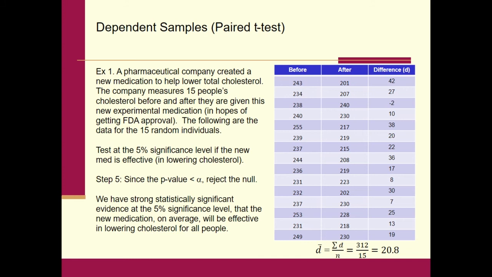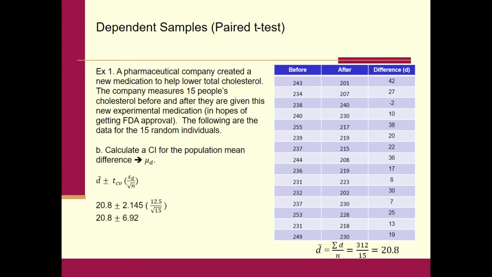Now, we shouldn't be surprised about this, because in running through the confidence interval before, we came up with an interval from 13.88 to 27.72. It was entirely positive. And so it was certainly greater than 0. So that just confirms everything when we ran through the hypothesis test. We got consistent results.